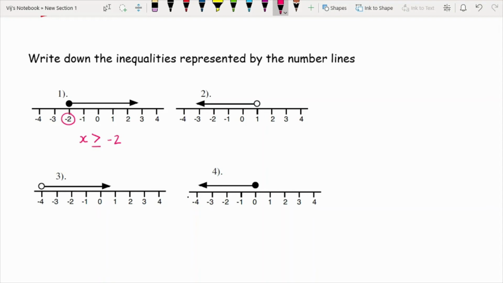For question 2, again, I have an x. This time the arrow is facing to the left. It's not shaded, so I don't have to have a line underneath it, and that is at 1.